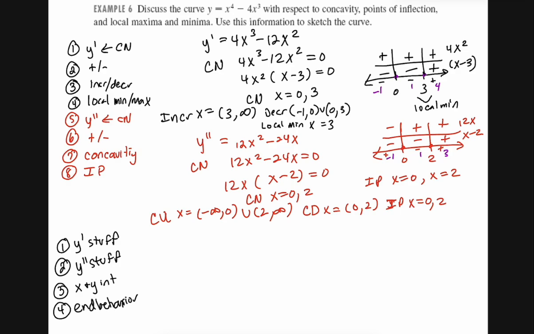So when they ask us to graph it, we're not done just because we've done the first derivative stuff and the second derivative stuff. We need to find the intercepts and the end behavior as well, okay? So let's go back into the function. Now let's look at our original function, which was y equals x to the fourth minus 4x cubed.